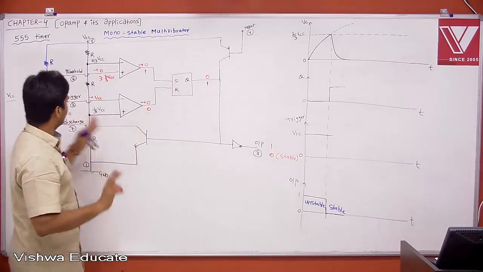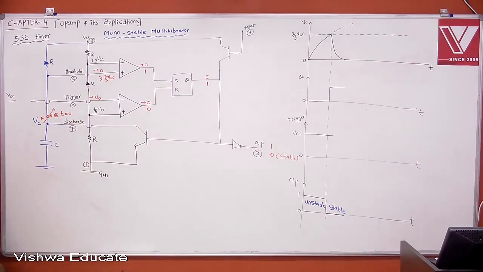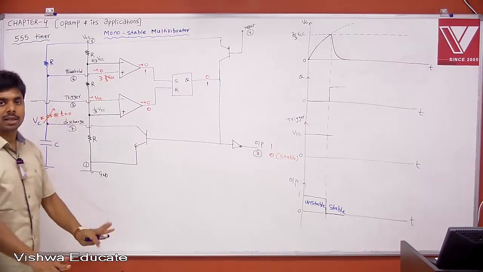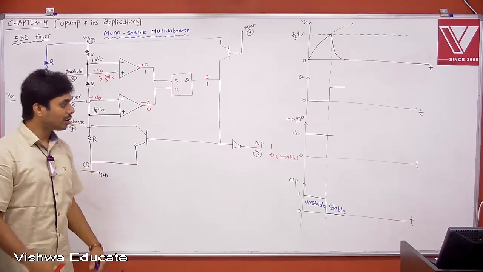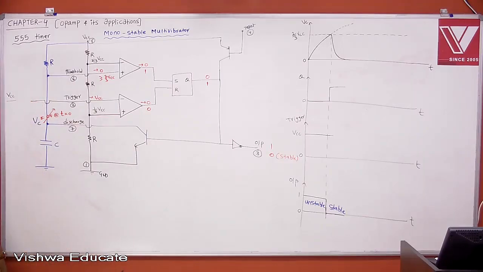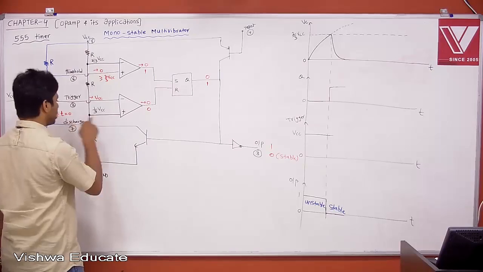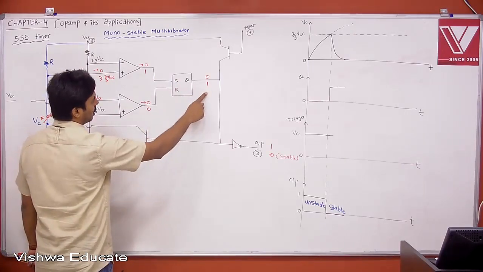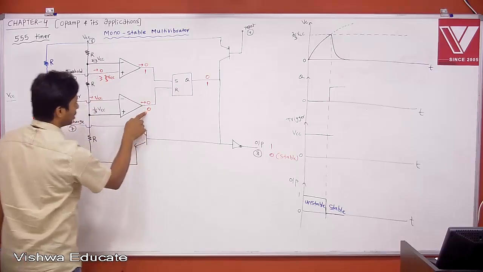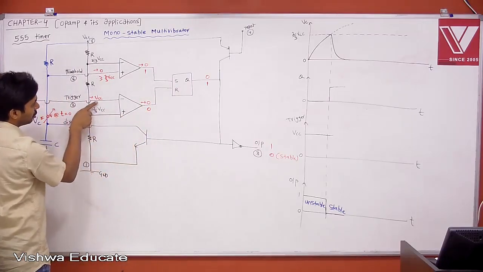Now I want to change the state, because it went to the stable state, and stable state means it will be there like that. If I want to change the state, what to do? We have to apply a trigger. We need to disturb the state. Now your transistor is on and the capacitor is completely discharged. I don't want 1 here. I want 0 here. 0 means I want reset. I want reset means it should be 1, which means it should be less than 1/3 VCC.